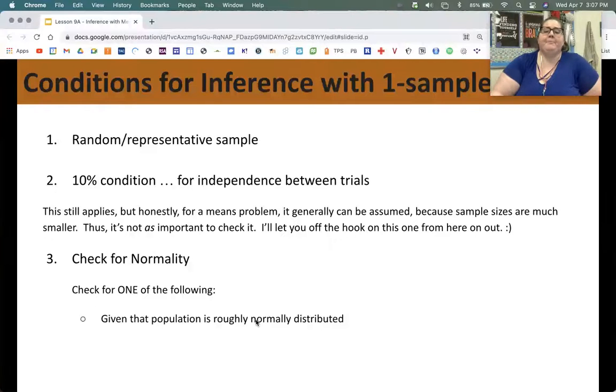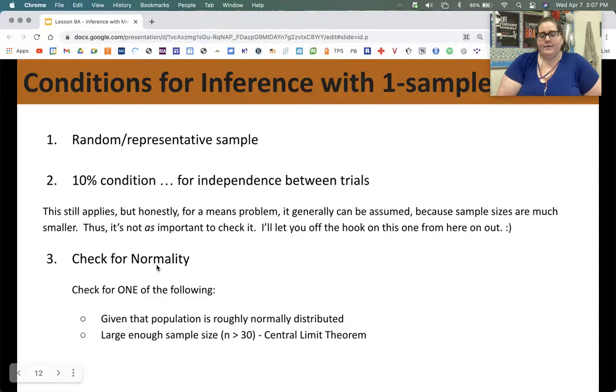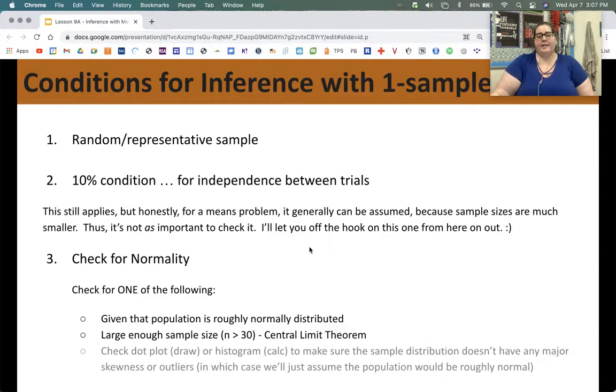So if we don't know that, the second way we can check this condition for normality is, do we have a big enough sample size? Again, that comes straight from the central limit theorem. Because if our sample size is big enough, or bigger than about 30, then we know our sampling distribution, which is where all of this stuff is calculated, will be roughly normal, even if the population wasn't. Okay? So that's the second way. If our sample size is not bigger than 30, our third way to check this is to draw some type of graph. We can do a graph like a dot plot.